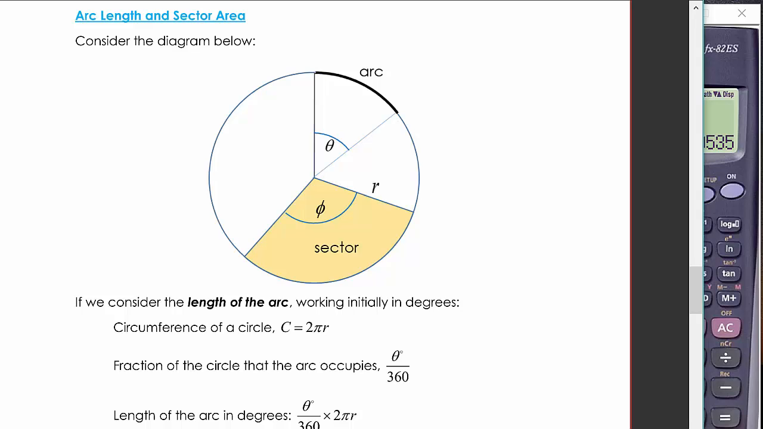So arc length is part of the way around a circle. And a sector is like a slice of pizza, and we want to work out the area of sectors as well. And this circle has a radius of r, as we can see.